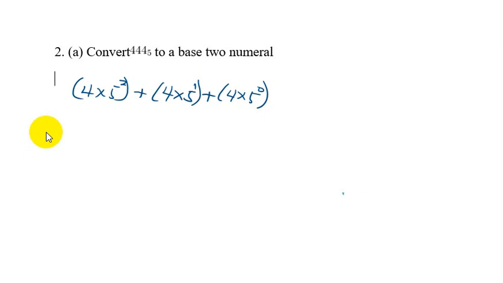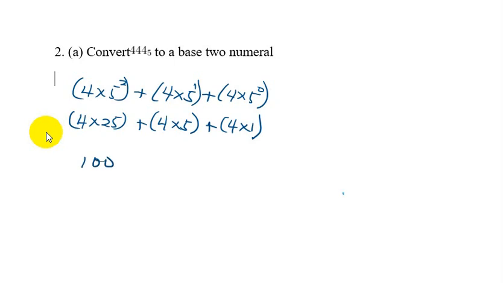So we are going to get 4 times 25, because 5 squared is 25, then plus 4 times 5 plus another 4 times 1. Then 25 times 4 will give me 100, plus 4 times 5 gives me 20, plus 4 times 1 gives me 4. So we are going to get 124 base 10. Now the answer that we are getting in base 10, that's what we can convert to base 2.